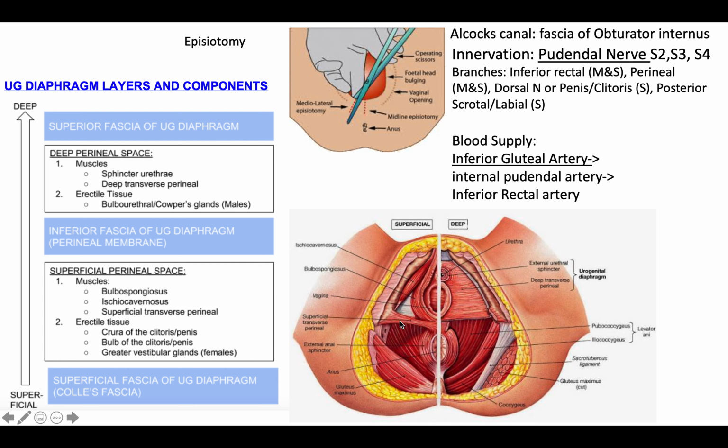It's exceptionally difficult to find the superficial transverse perineal muscle because, as you know, it is very thin, very frail. So most likely, if you see fibers running left to right like this, it's probably going to be your deep transverse perineal muscle.